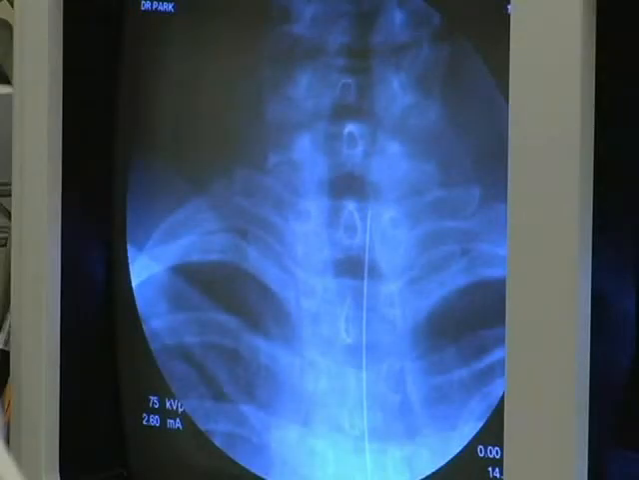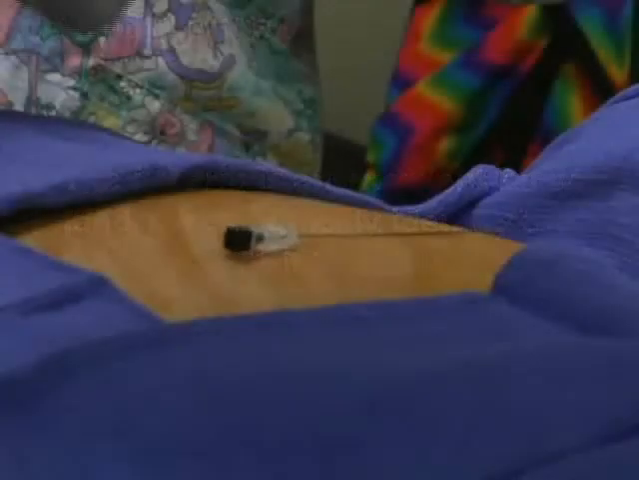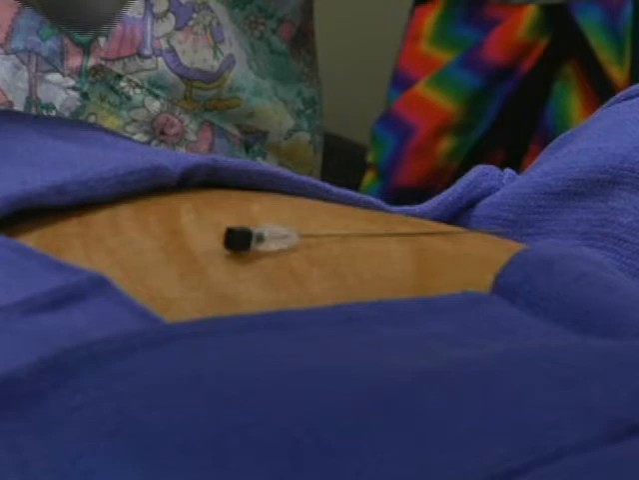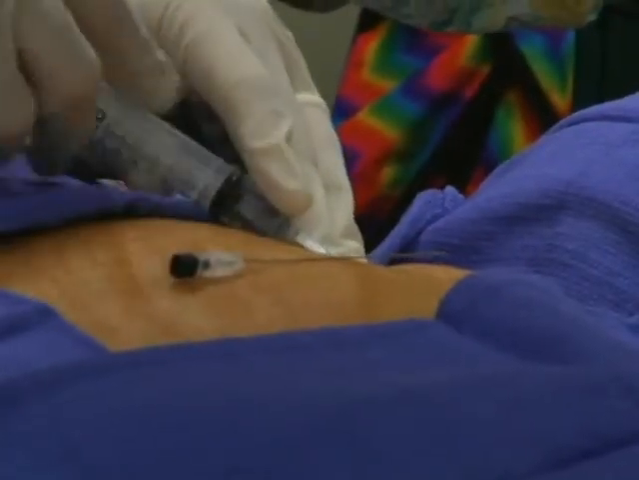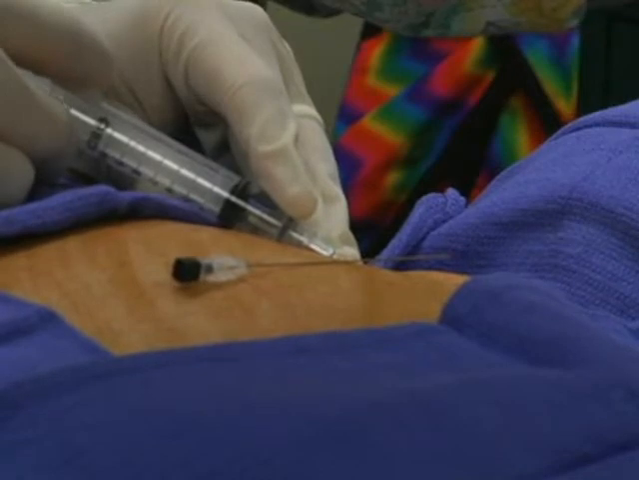Identify the C7-T1 interspace under fluoroscopic guidance with the C-arm in the AP projection. The first rib is an excellent bony landmark to quickly identify the C7-T1 interspace. To anesthetize the skin, use a 27-gauge quarter-inch needle to inject 1 to 2 milliliters of 1% preservative-free lidocaine without epinephrine so that a skin wheal is raised over the target interspace on the side of the patient's pain.